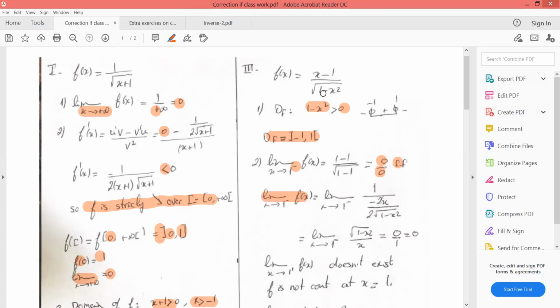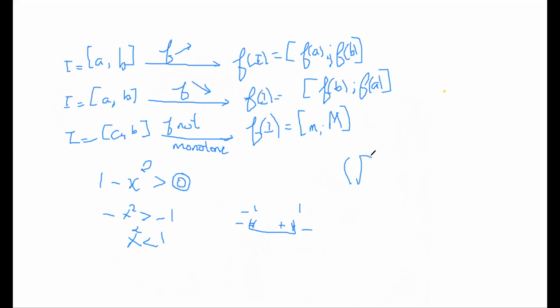The derivative of x minus 1 is 1. Derivative of radical u. What is the derivative of radical u? Boys, come on. u prime over 2 radical u. Thank you. u prime over 2 radical u.